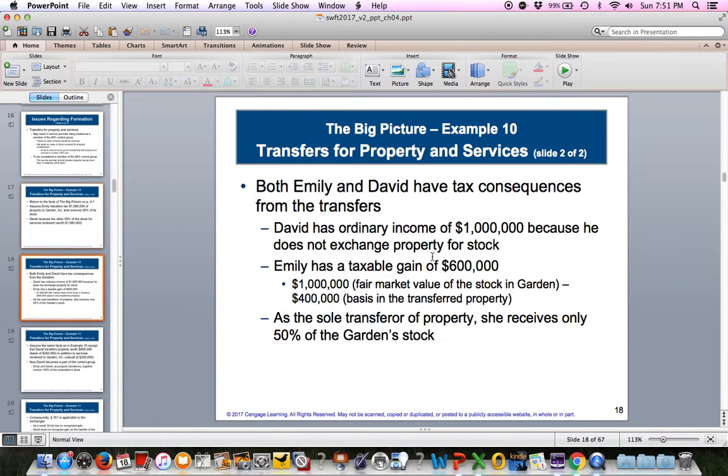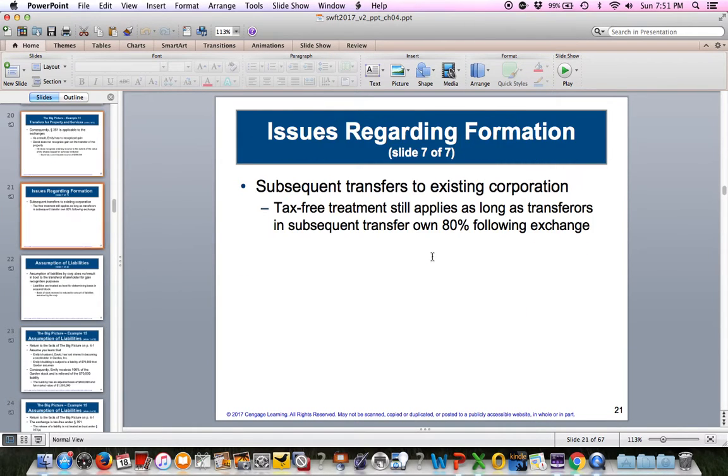And we're going to skip the big picture thing here. Okay, so let's talk finally about regarding formation. Subsequent transfers to existing corporation, tax-free treatment still applies as long as transferors in the subsequent transfer own 80% following the exchange. So subsequent transfers can happen as long as we're still meeting the 80% rule.